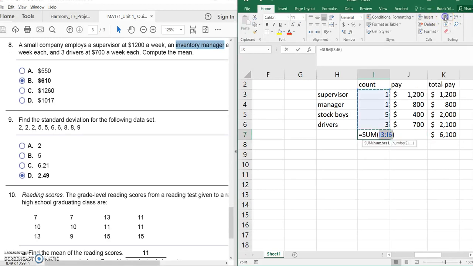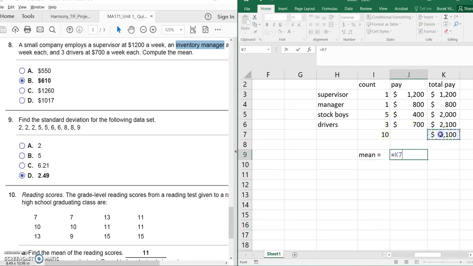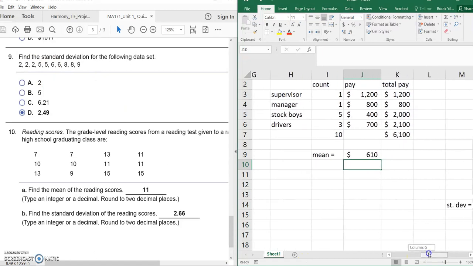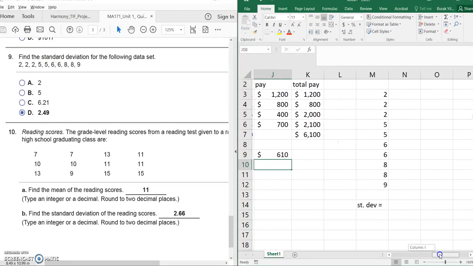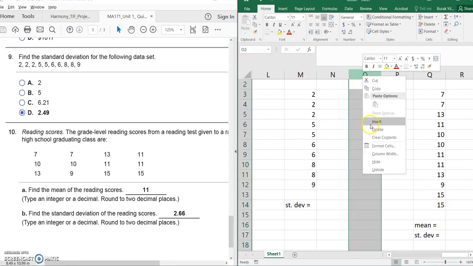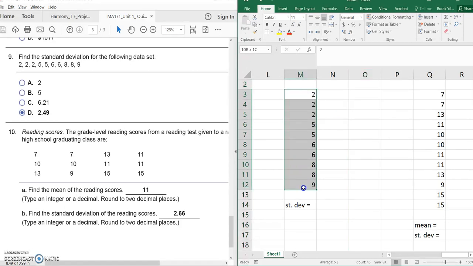And what's the total number of employees? It's 10. You just add up this column. So the mean is, as you can imagine, the total pay divided by total number of employees. So that's $610, which is B. Number 9, next problem. Find the standard deviation of this data set. Again, not to spend too much time on the video, I already calculated that. So this is the setup for number 9.